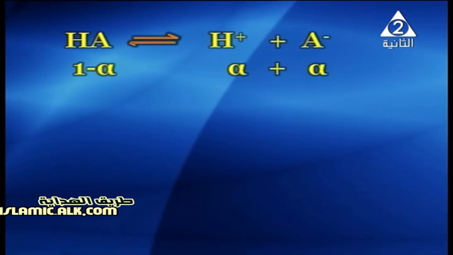As the equation proceeds on the screen, the number of moles of HA before ionization is 1, but on ionization of the weak acid, a small number of moles are ionized, equal to alpha. So 1 minus alpha is the remaining, and the hydrogen ion and A- will be alpha moles.